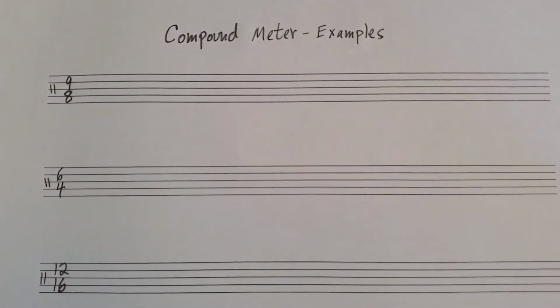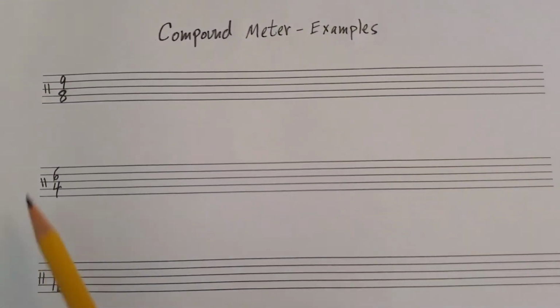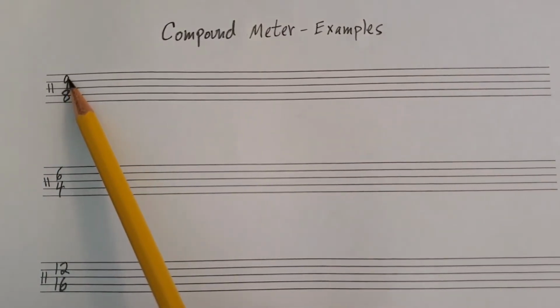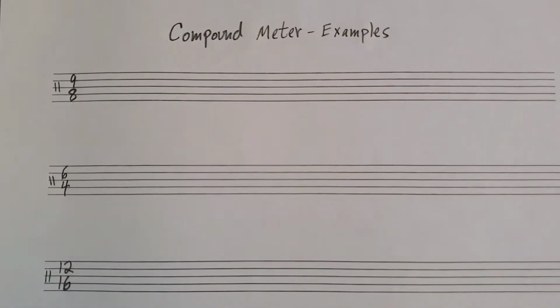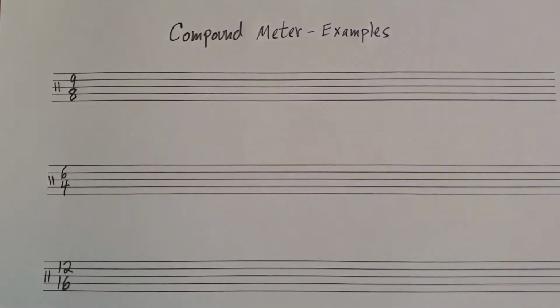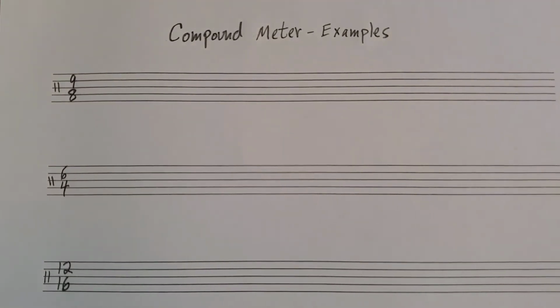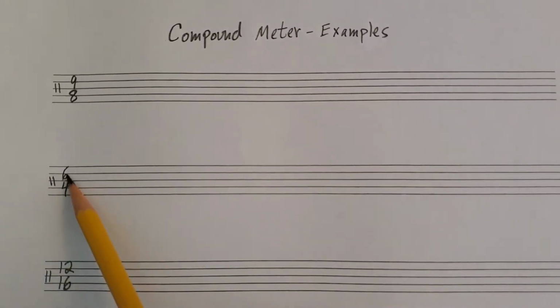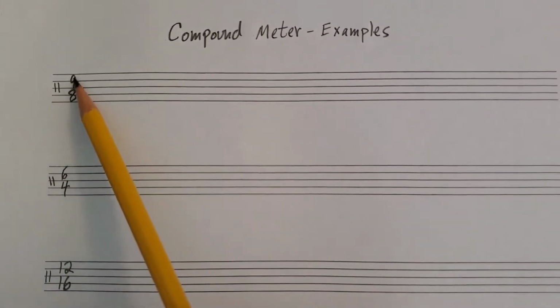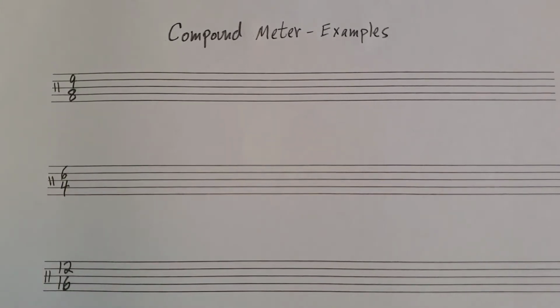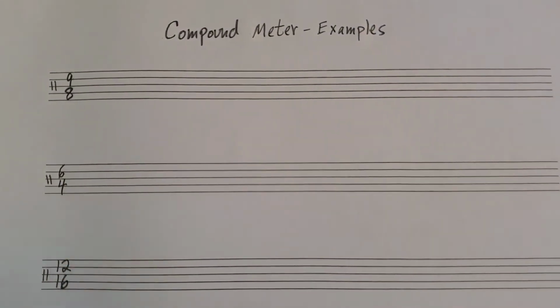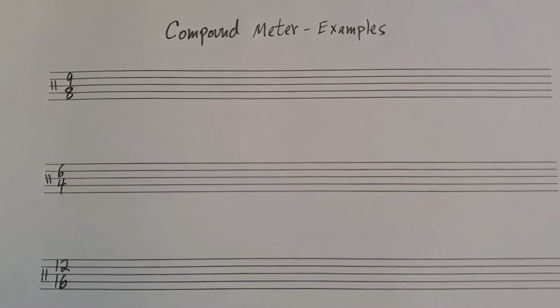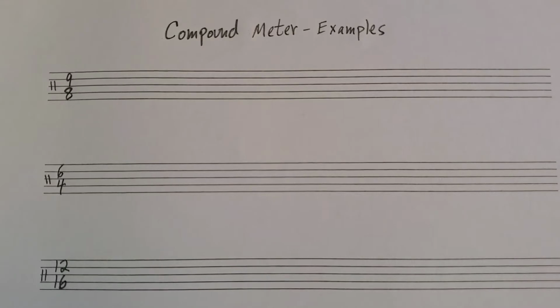So remember, in compound time signatures, the top number of your time signature indicates how many divisions of the beat there are in the measure. Not how many beats, but how many divisions of the beat there are. So a 6 corresponds to 2 beats, a 9 to 3, and a 12 to 4 beats. So you can actually refer to 6/4 as being a compound duple meter, and 9/8 as being a compound triple meter, and 12/16 as being a compound quadruple meter.